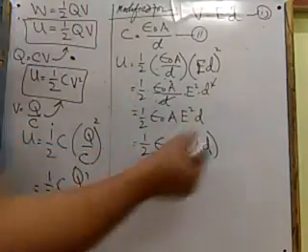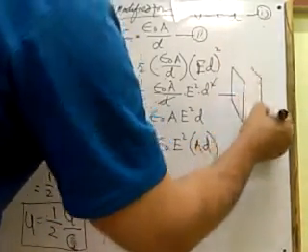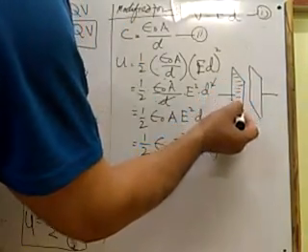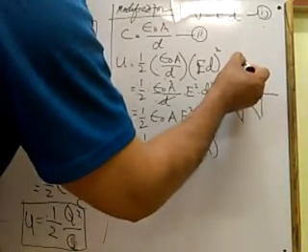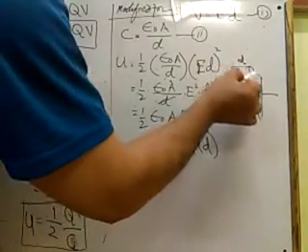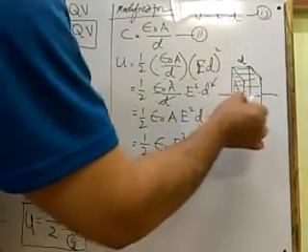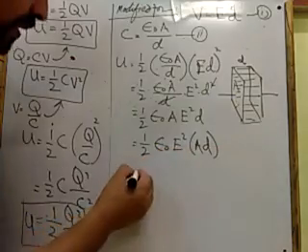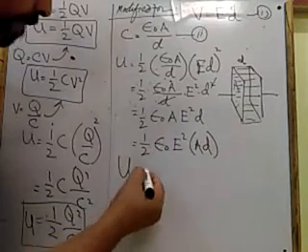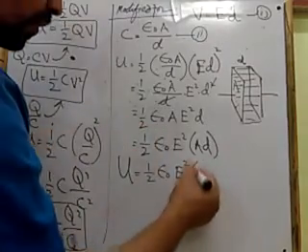Now, what is A, what is D? A is basically the area of the plate of the capacitor, like this. This is the area of the capacitor plate, and this is D, the distance between the two plates. The product of A and D gives us the volume of the space occupied between the plates of the capacitor. So it gives us the concept of volume. So this is U, capital U, used for electric potential energy, 1 over 2 epsilon naught E square into V.